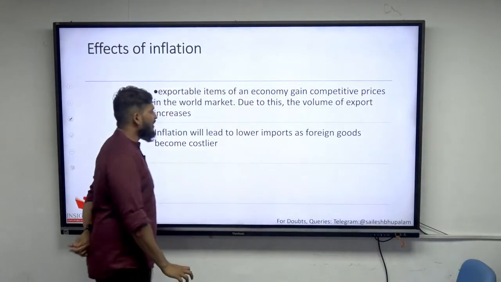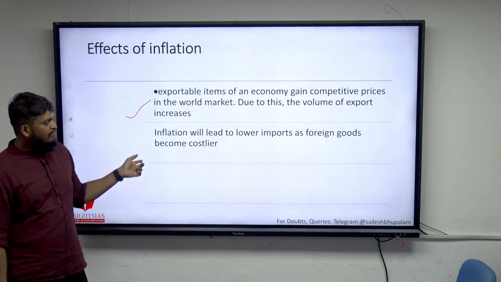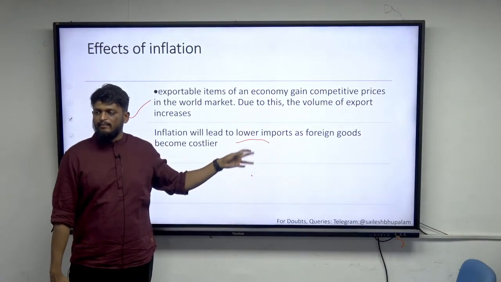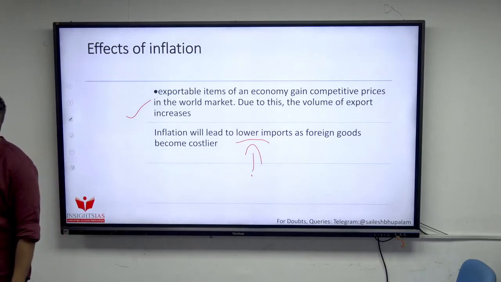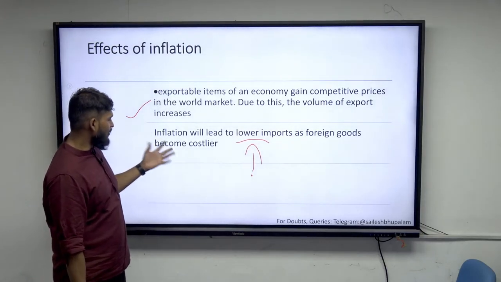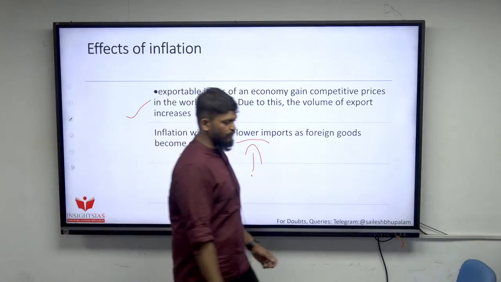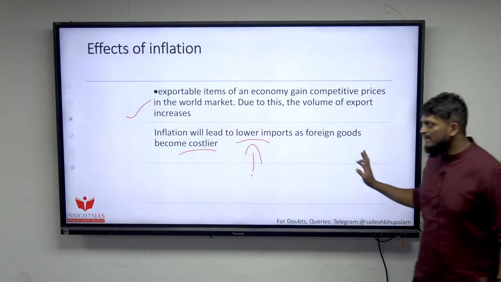Exportable items of an economy gain competitive prices in the world market, due to this the volume of export increases. This is true. Inflation will lead to lower imports, or if they are essential imports, costlier imports. Sometimes we cannot avoid them, even if they are costly, we still have to buy them, like oil. Then we cannot reduce, so the costlier imports will become costlier or lower depending upon whether they are essential or not essential. So this is another effect of inflation.